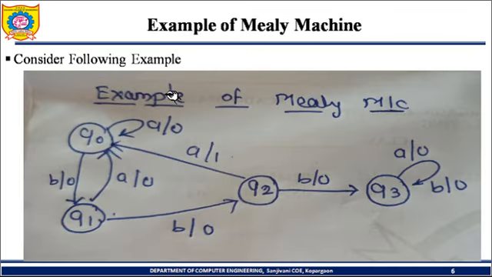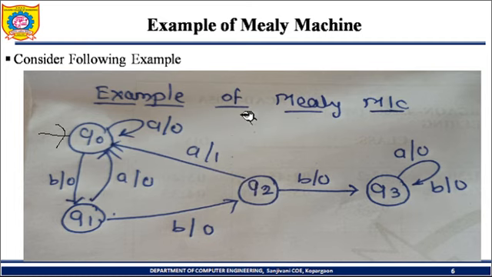Now we will consider one example of the Mealy machine. Here you can see one example. There are a total of 4 states. In case of the Mealy and Moore machines, there is no final state. Here Q0 is the initial state, and Q0, Q1, Q2 and Q3 are the 4 states of the Mealy machine. The input alphabets are A and B and the output alphabets are 0 and 1.